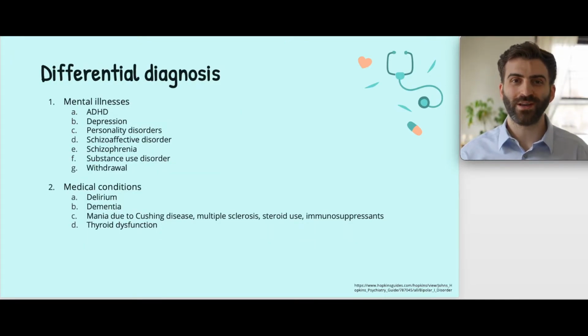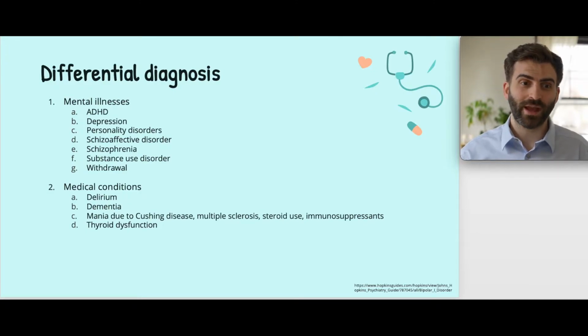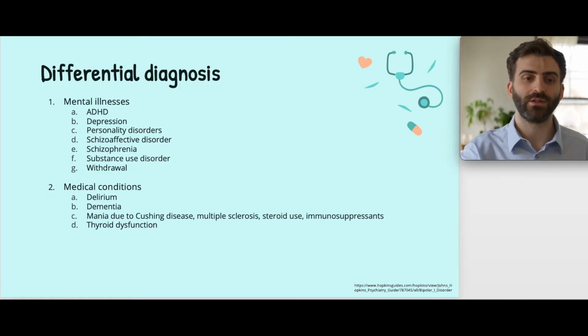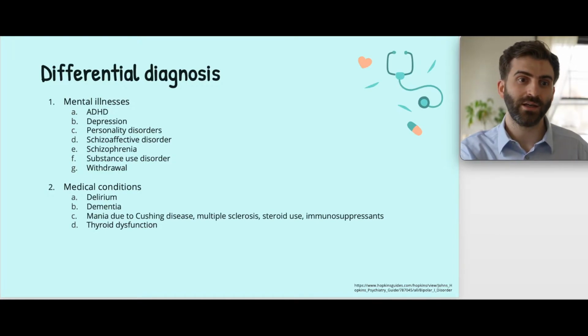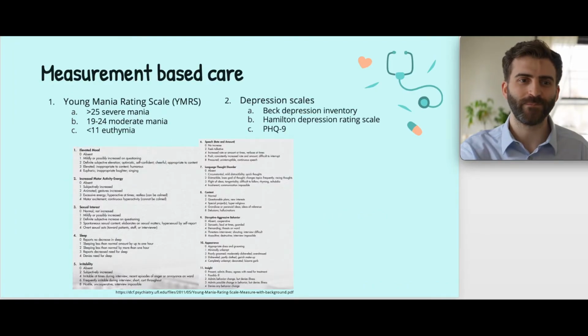Differential diagnosis can be quite extensive in bipolar because many other disease states cause a lot of these symptoms. So does the patient have ADHD? Do they have depression, a personality disorder, a psychotic disorder, substance use, or do they have bipolar disorder? So the history is really important. Do they have mania or do they have hyperactive delirium? Do they have dementia? Do they have Cushing disease, multiple sclerosis, MS, steroid use? So there's many other disease states that can cause these symptoms. So again, a history is really important.